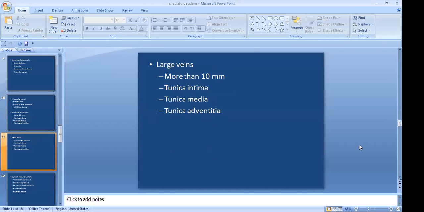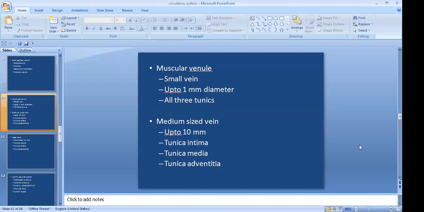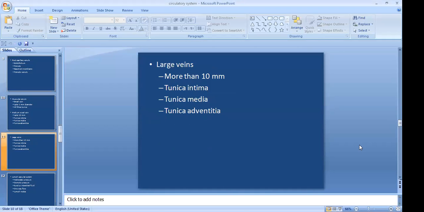Here, if you see the large size vein, I already told you that the muscular venules or small veins have a diameter up to 1 mm. The medium sized veins have a diameter up to 10 mm. In case of large veins, their diameter is more than 10 mm. So this is the most important differentiating point in large veins.